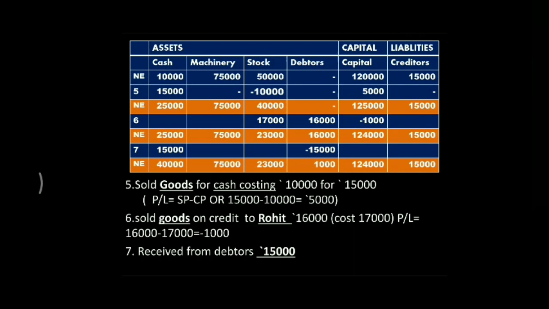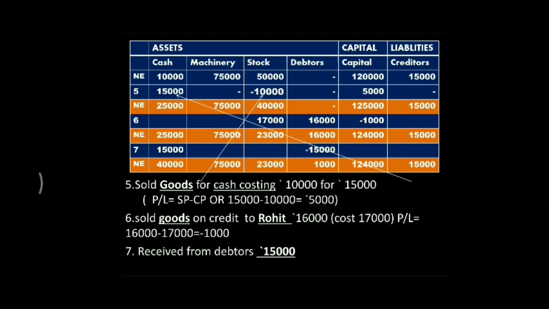So a sale is there and the value of the sale is 15,000. Selling price is 15,000, and the goods that we have sold for rupees 15,000 cost 10,000. So this transaction will result in an increase in cash, because we have sold for cash and the value of sales is 15,000. That's why cash will increase by 15,000. And the goods that we have sold, their value is 10,000, so stock will decline by 10,000.